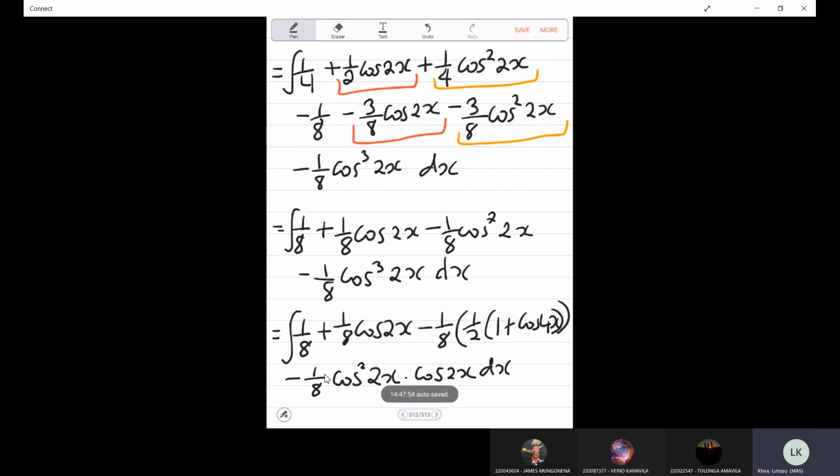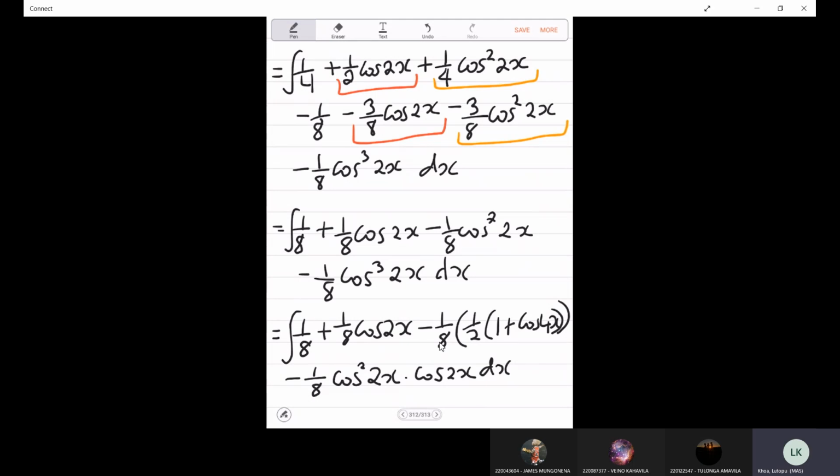Why can't we use the double angle then? Where? Like cos squared. Which step? The last step. This one here. Why can't we use the double angle? Because we'll then have cos to the power of 4 multiplied by cos to the power of 2. How will you integrate that?